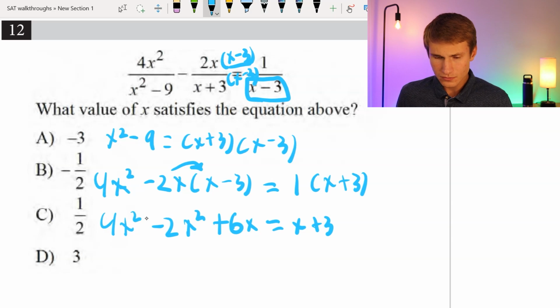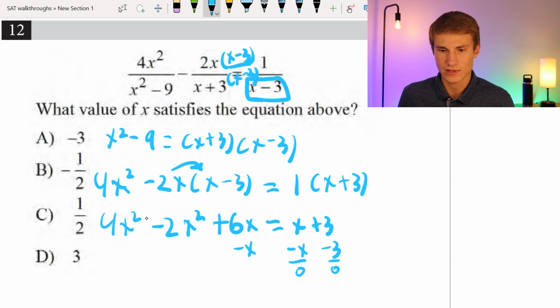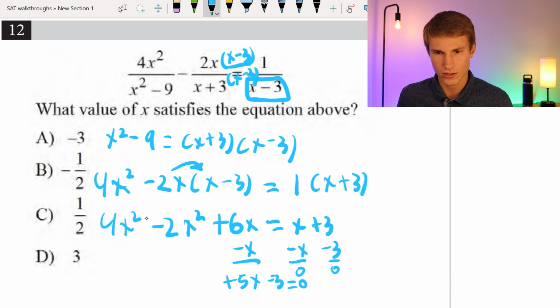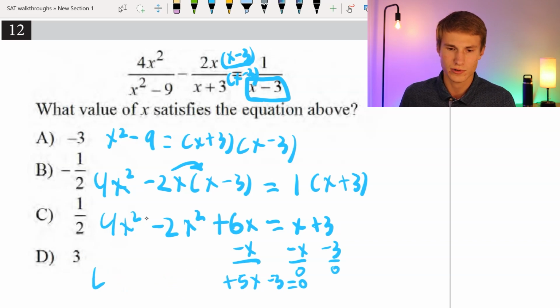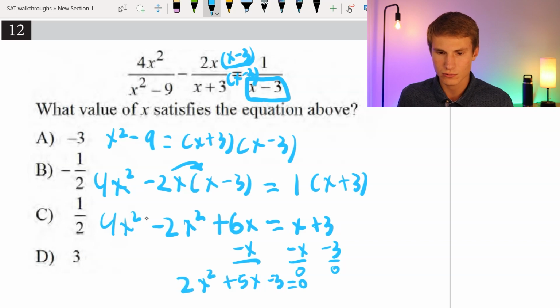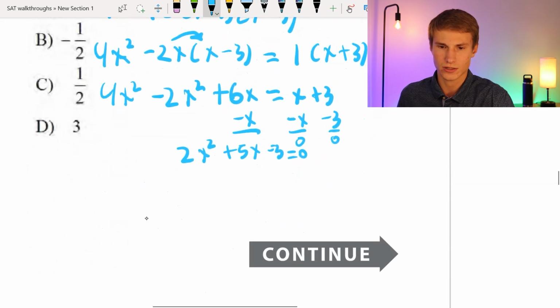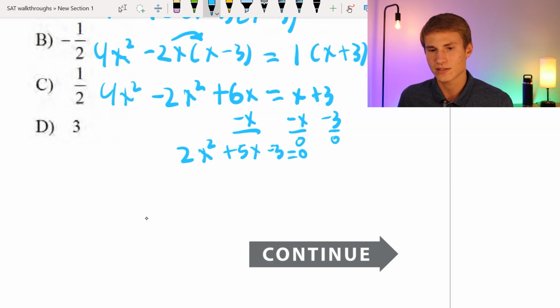Now from here, we're going to want to set this equal to 0 so that we can solve for our answer. So we're going to subtract x from each side and subtract 3 from each side. When we do that, we're going to end up with a plus 5x here. We're also going to have a minus 3 as our constant, set equal to 0. So from here, we can write out our whole new equation, which is 4x squared minus 2x squared, which leaves us with 2x squared. So we'll have 2x squared plus 5x minus 3 is equal to 0.